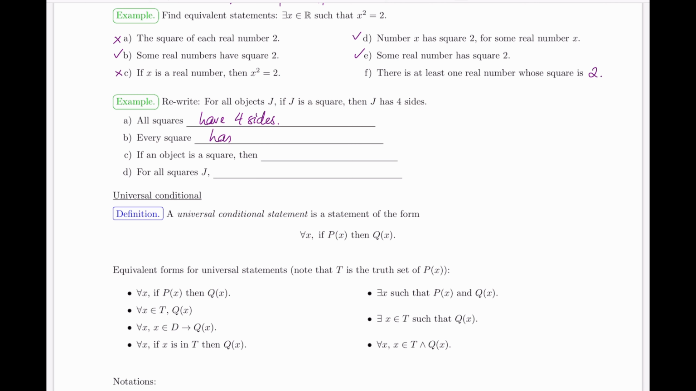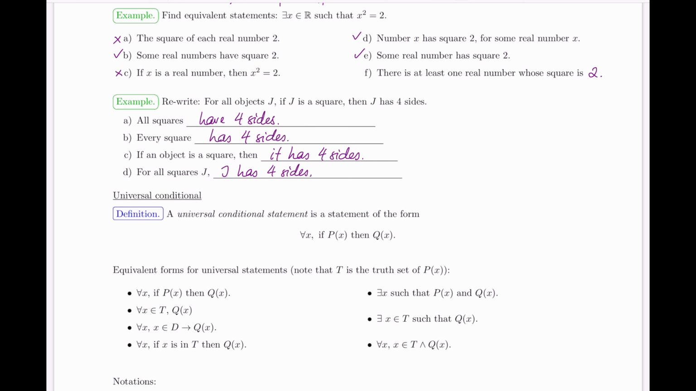So we can, in fact, continue in a similar fashion here. All and every are equivalent. If an object is a square, for all objects, if j is a square, so if an object is a square, then the conclusion will hold. Then it has 4 sides. For all squares j, if j is a square, for all the squares, j has 4 sides.